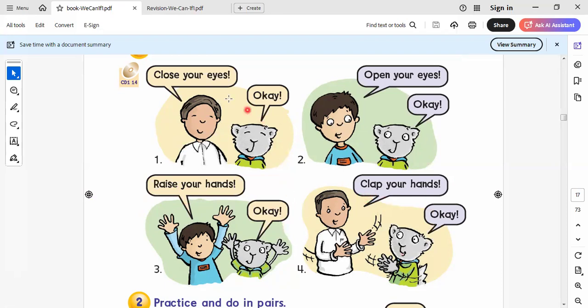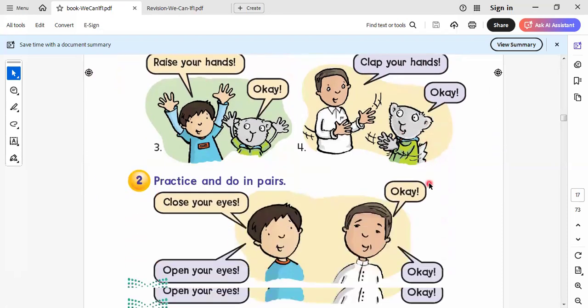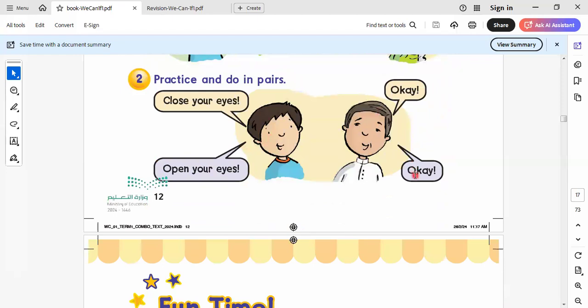Clap your hands. I will repeat these phrases again. We have close your eyes, open your eyes, raise your hand, clap your hands. So we learned these expressions in this part. Let's go to another one here. Practice and do it in pairs. When I say close your eyes, I close my eyes. I open my eyes, and say and reply by okay.